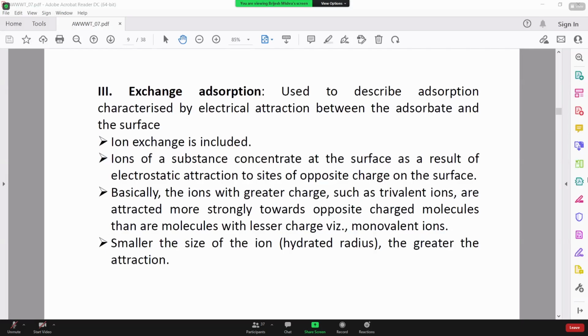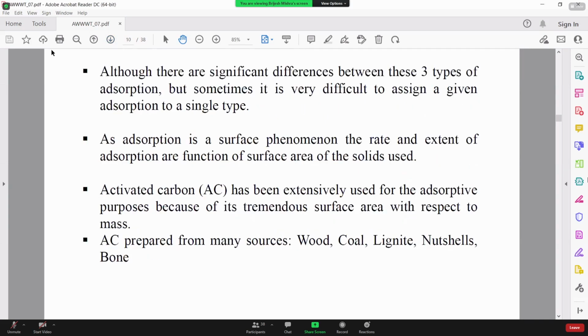In ion exchange, we know that basically the ions with greater charge, such as trivalent ions, are attracted more strongly towards the opposite charge, but naturally the ions which have more charge are going to be exchanged faster. The smaller the size of the ion, the greater the attraction, but naturally. Now, although there are significant differences between these three types of adsorption, sometimes it is very difficult to assign a given adsorption to a single type.